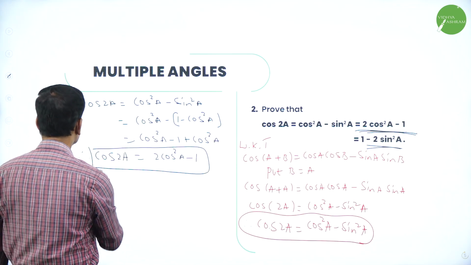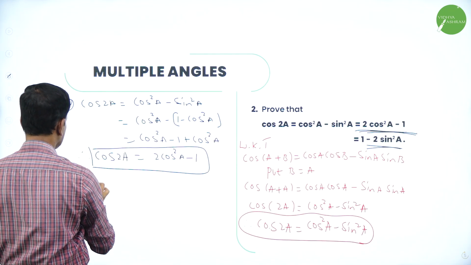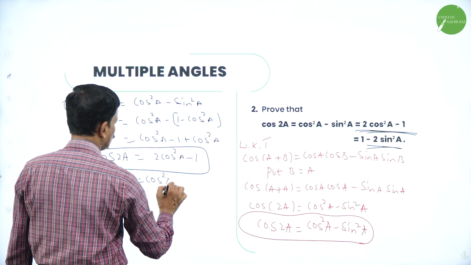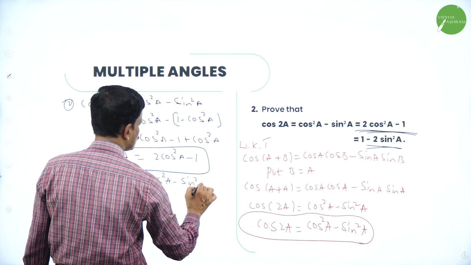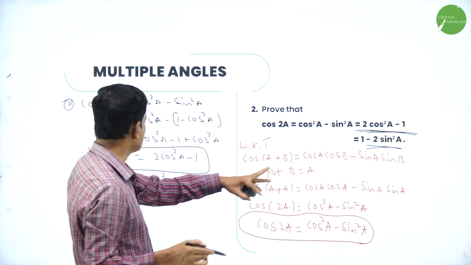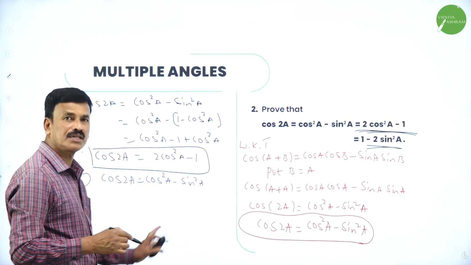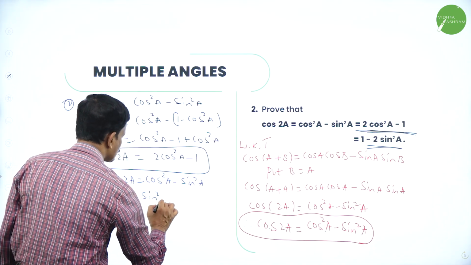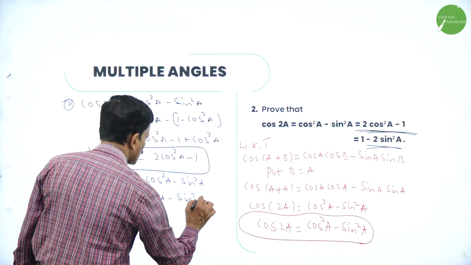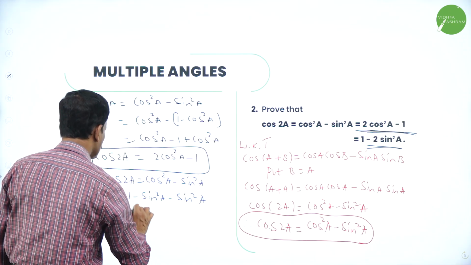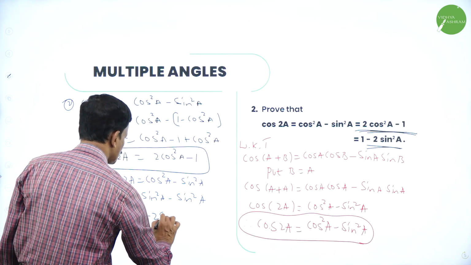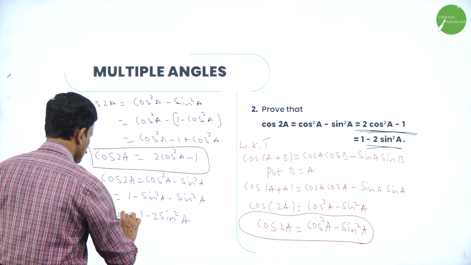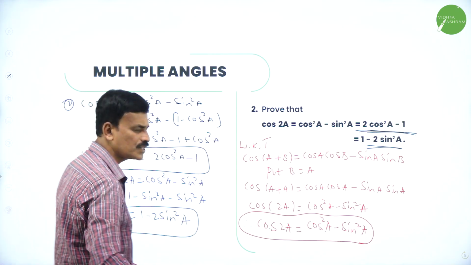Now the third one. We know that cos 2A is equal to, again the same formula, cos square A minus sin square A. Now the next one is 1 minus 2 sin square A. The intention is to convert cos to sin. So cos square A can be written as 1 minus sin square A, minus sin square A as it is. So this is equal to 1 minus, how many sin squares are there? 2 sin squares. So 1 minus 2 sin square A. That means cos 2A is also equal to 1 minus 2 sin square A.